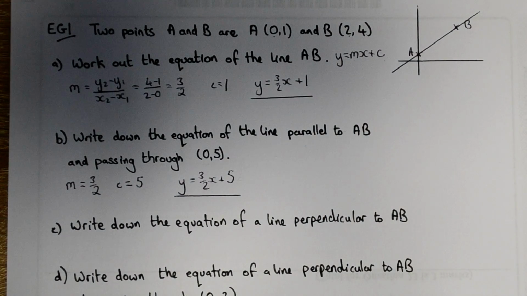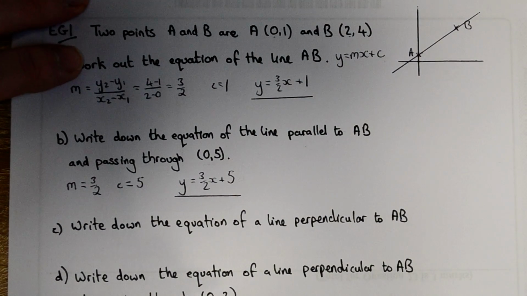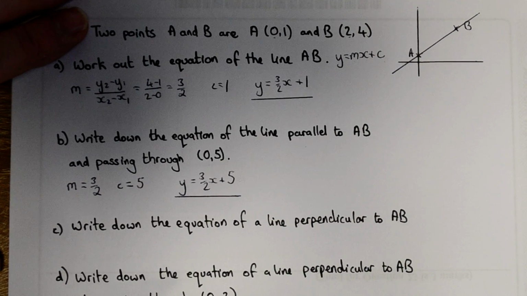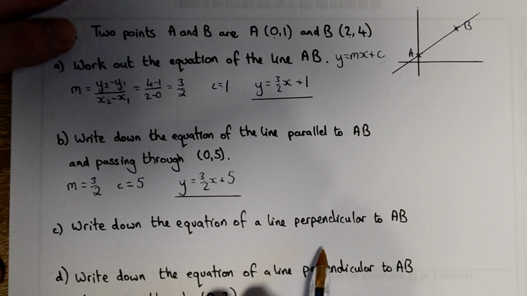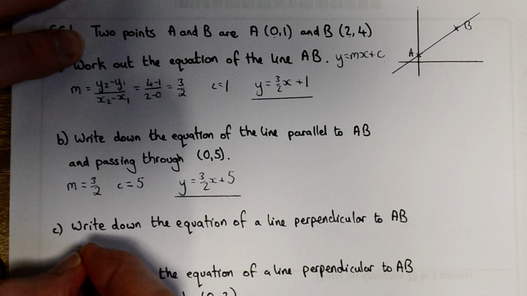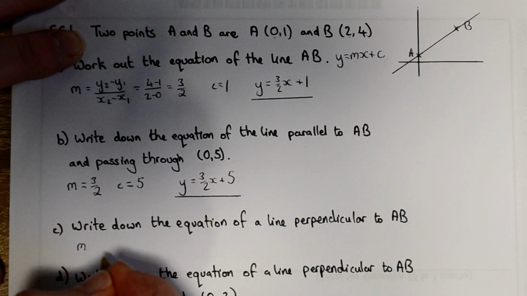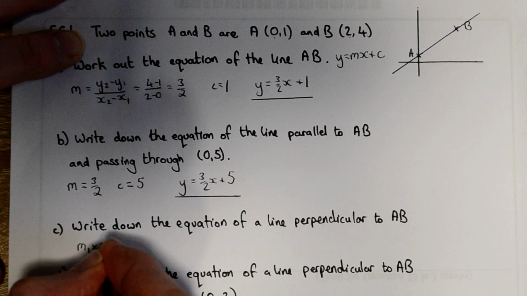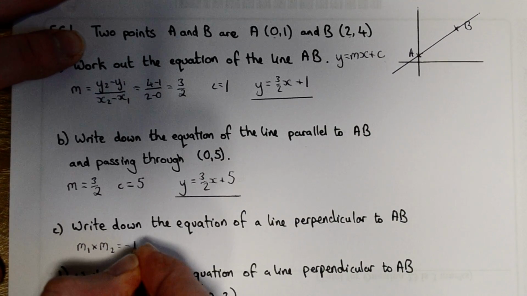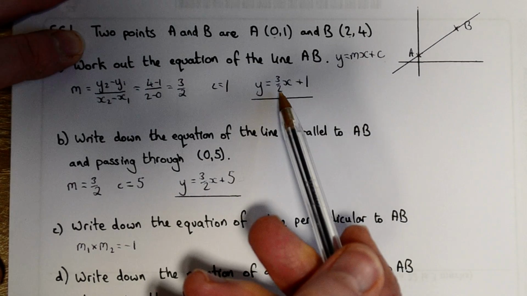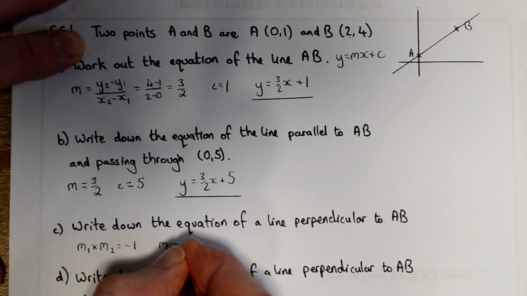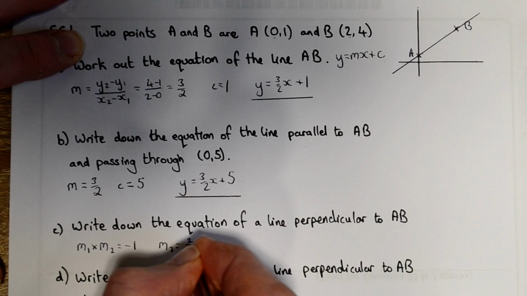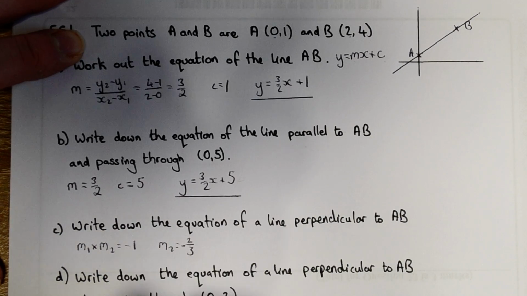Right, how about C? Write down the equation of a line perpendicular to AB. So we know that for a perpendicular, the gradient is the negative reciprocal. So if m1 is 3 over 2, we know if we multiply them together we get minus 1. But that means that the second gradient is going to be the negative reciprocal. So we swap them upside down, it becomes 2/3, and then the negative of that.